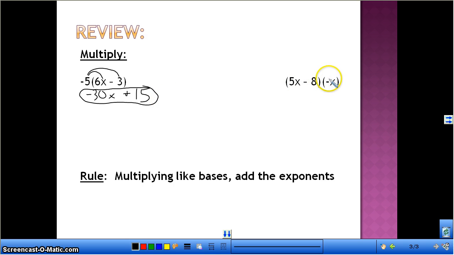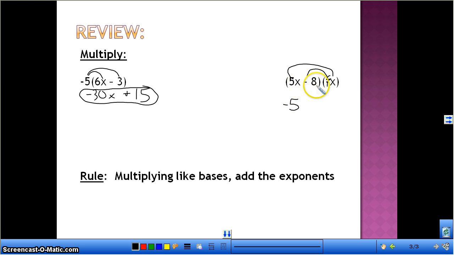Keep in mind that you're distributing the -x to both terms on the inside. You're distributing to a binomial. There's two terms in there. So you're going to multiply 5x times -x. Keep in mind that there is an invisible -1 next to this x. So really you're saying -1 times 5, which is going to turn into -5.